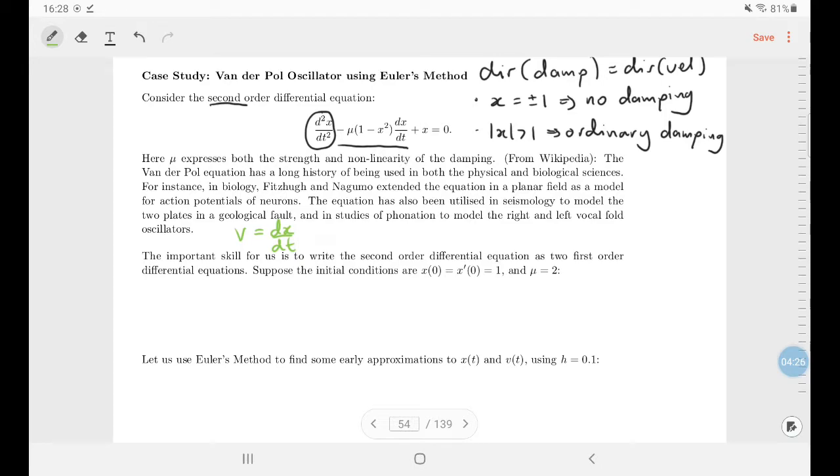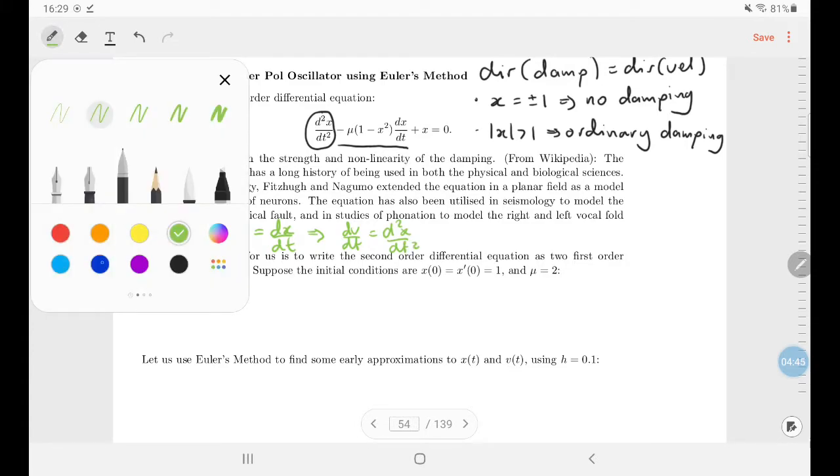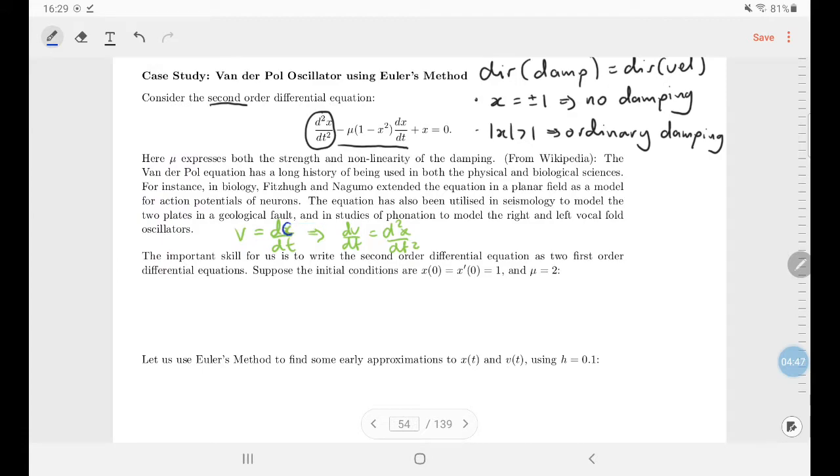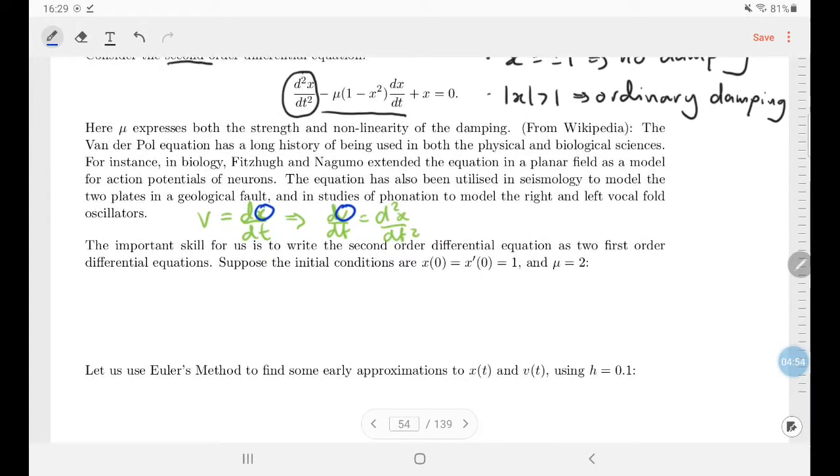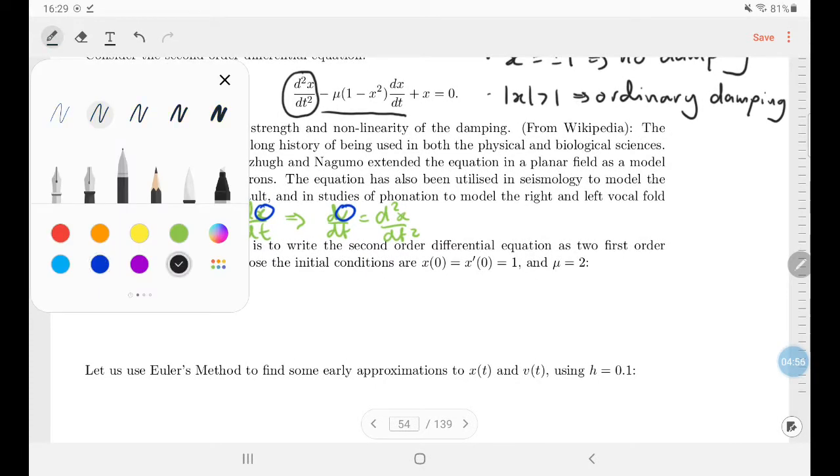And what we're going to do is, if we differentiate both sides of this with respect to t, we get that the first derivative of v is equal to the second derivative of x. Okay, so we're going to have an equation for x, which is going to be this one, and an equation for v, which is going to be this one. And both of them need to come with their initial conditions. So let's write them down.